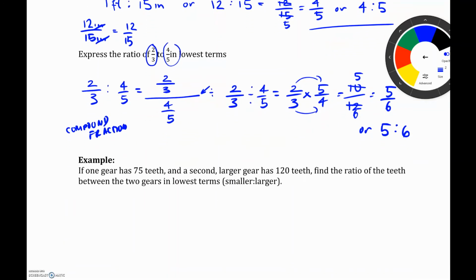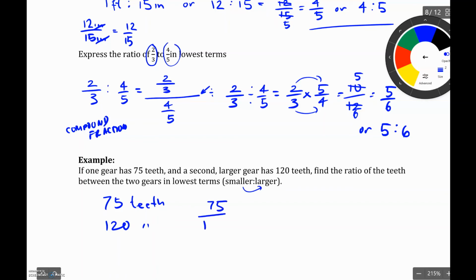Okay, here's another example. If one gear has 75 teeth and the second larger gear has 120 teeth, find the ratio of the teeth between the two gears in lowest terms. So you want to get smaller to larger. So smaller first, then larger. So it's going to be 75 over 120. And if you reduce that in your calculator, you're going to get 5/8 or 5 to 8.